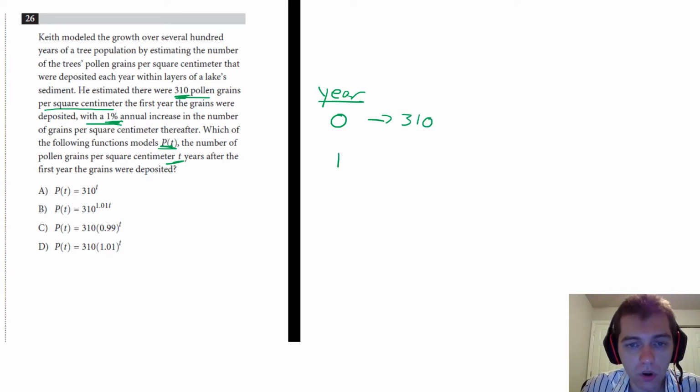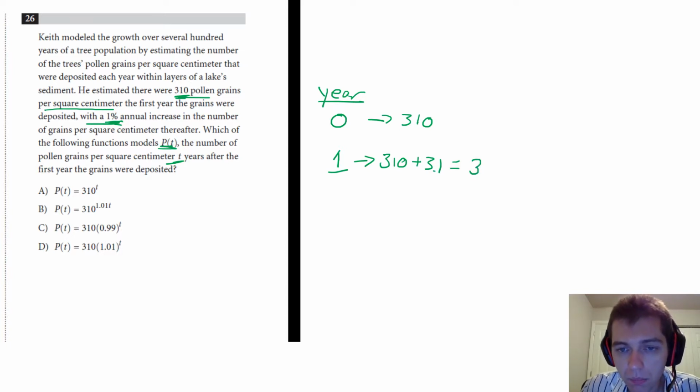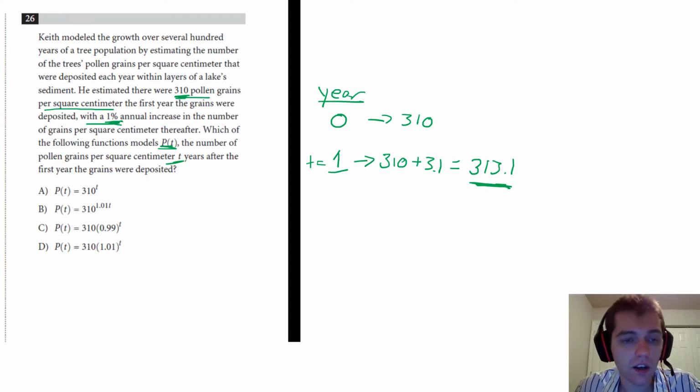No increase at all. Year 1, I'm going to have 310 plus that 1%, and it's the calculator section, so you can do 0.01 times 310 to get the increase. It will be 310 plus 3.1, which is equal to the number of grains that they find the second year, 313.1. So whatever equation you pick has to equal 313.1 when you plug in t is equal to 1. So that's kind of your sanity check. And you can go ahead and start eliminating them right off the bat when you see that.